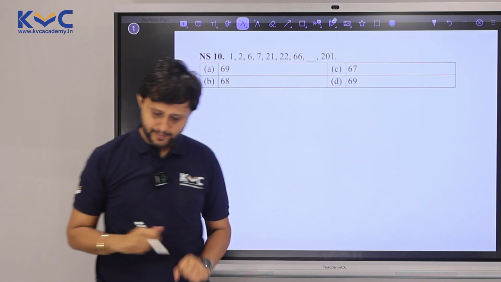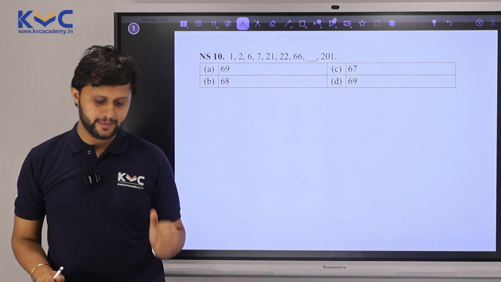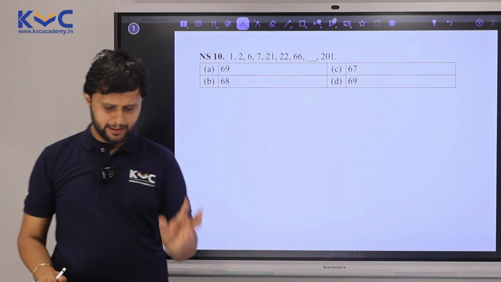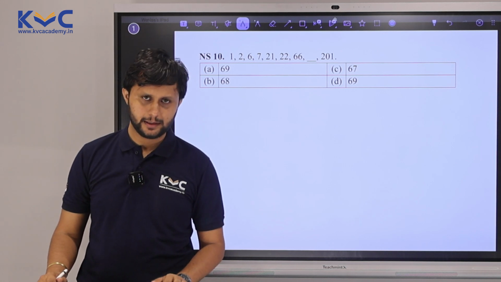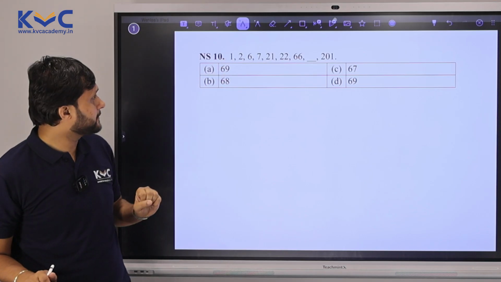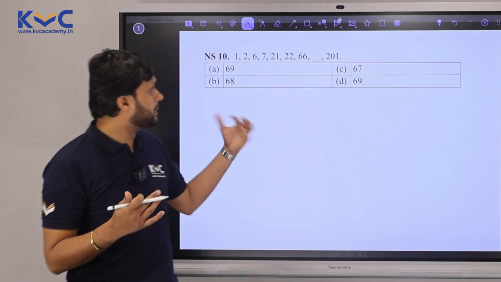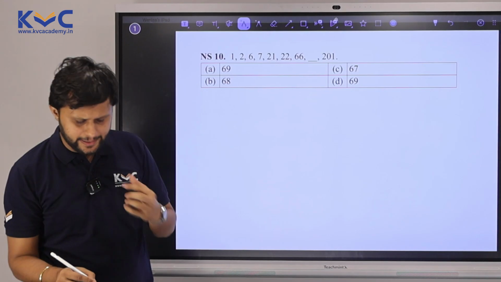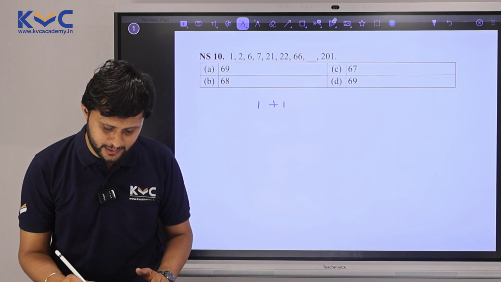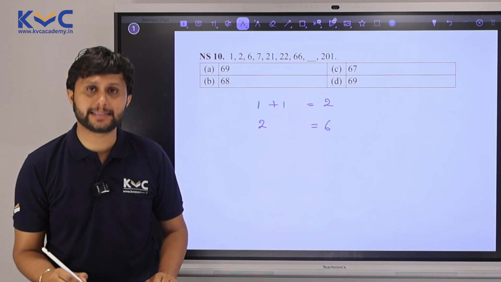Question number 10. We have finished 9 so far. Great. So we have 1, 2, and then we have 6, 7. We have 21, 22. So we have a particular difference in between, but after one number it is consecutive numbers. What I'm saying is 1 to 2 are consecutive numbers. Then we have 6, a jump. Then we have consecutive numbers 6 and 7. After 7 there is a jump, and the jump is also not the same. Okay, so we'll take the first number, consecutive number 1 plus 1, which is equal to 2. Then we have 2, we should get 6.